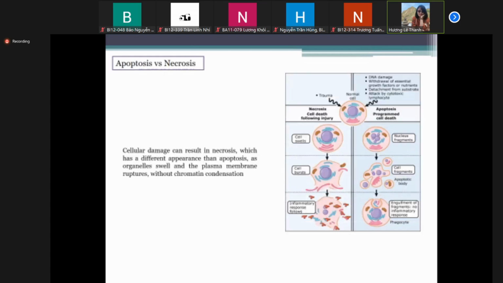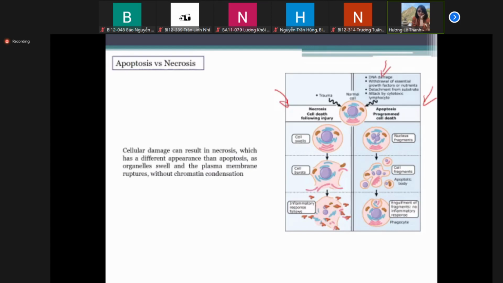So we have another kind of cellular damage. This is necrosis, and it has a different appearance than apoptosis. Here we have the necrosis on the left and the apoptosis on the right. Apoptosis is the process in which a cell is designed to kill itself because of DNA damage, or because it is withdrawn from the essential growth factors and nutrition.